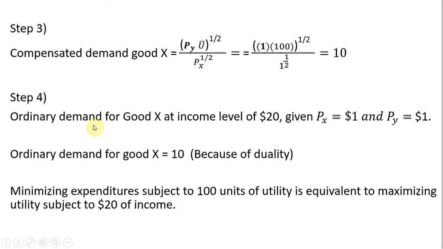Step four, the ordinary demand for good X at an income level of $20 given the following prices. The ordinary demand for good X will just equal 10, and this is because of duality. Minimizing expenditure subject to 100 units of utility is equivalent to maximizing utility subject to $20 of income.